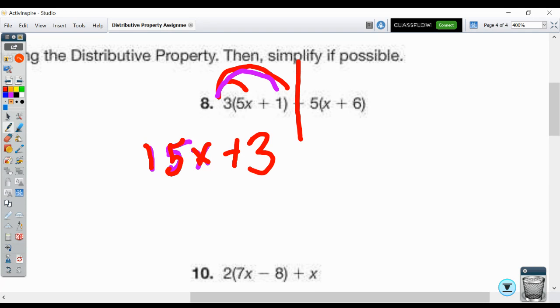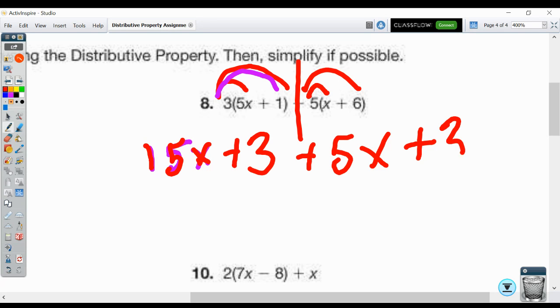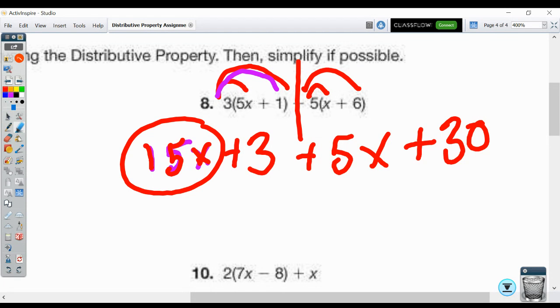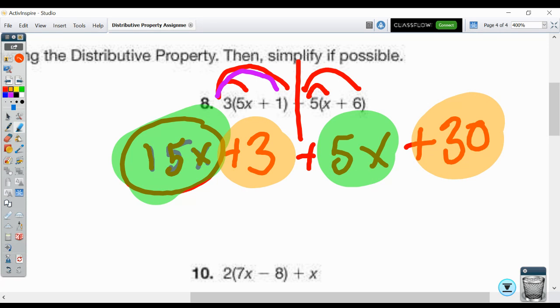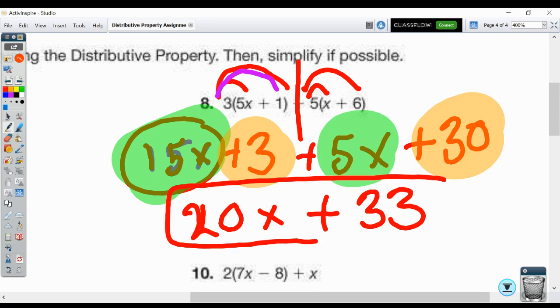So then I go to the second problem. I've got 5 times x, and then I have 5 times 6. So 5 times x is 5x, and 5 times 6 is 30. If I add all these together, I see my x's here, and I'm going to highlight those in green. That's an x, that's an x. And then I see my regular numbers in orange. So I'm going to add my x's together. 15 plus 5 is going to be 20x, plus 3 and 30 is going to be 33. And that's my final answer.